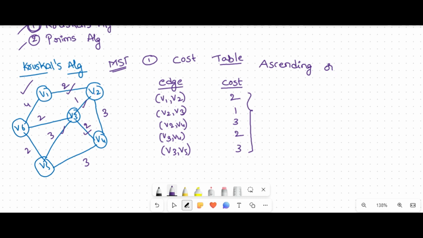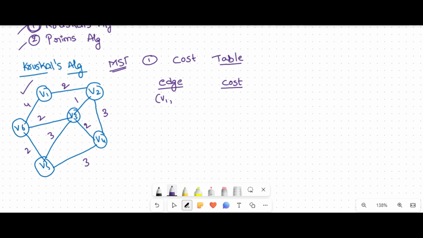That means now see, I am removing all this, and I will write in ascending order. Okay, now see, then it is easy. First, what is the minimum cost? Here it is 1. So first I am writing V2, V3, 1. Next minimum cost, 2.